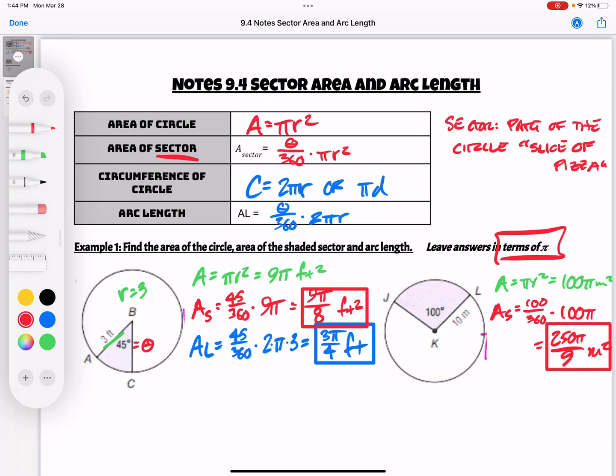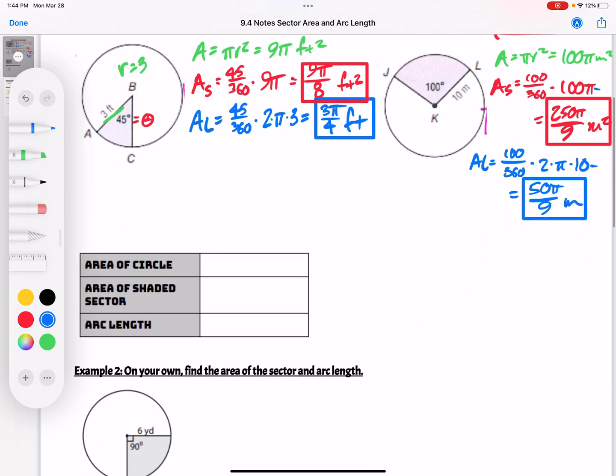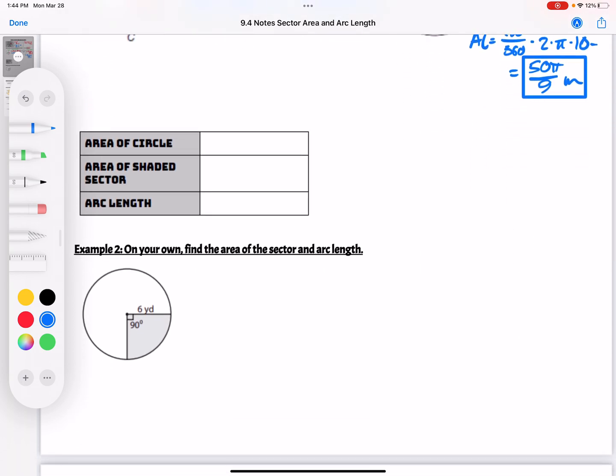All right, and for my arc length is 100 over 360 times 2 times pi times 10, and I've got 20 versus 100, so I know that that is 1/5. 1/5 of 250 gives me 50 pi over 9 meters in this case. There we go. On we go. This one you're supposed to do on your own, so pause the video, try to work it out on your own, and then come back and check your answers.